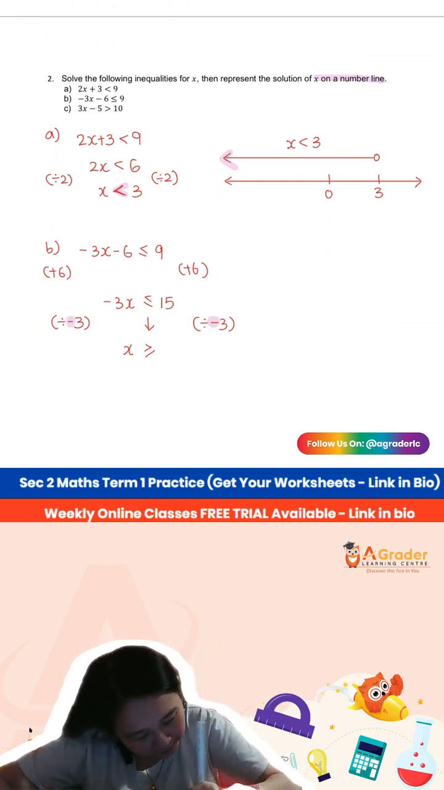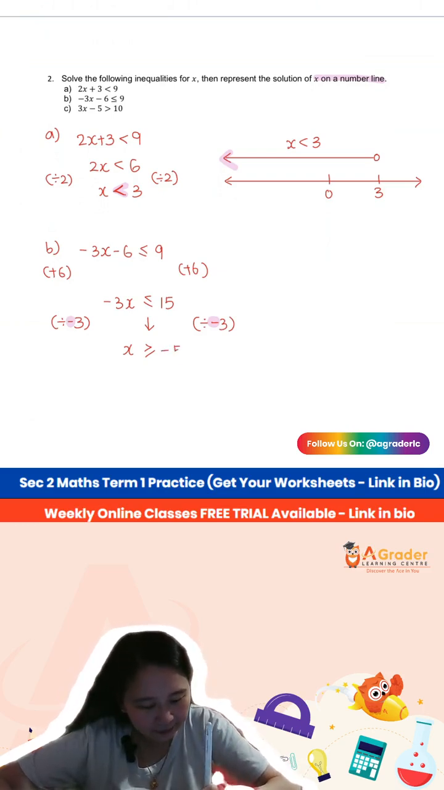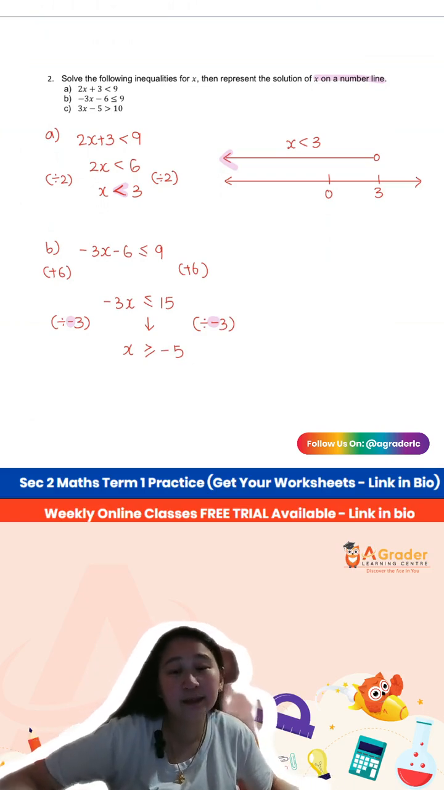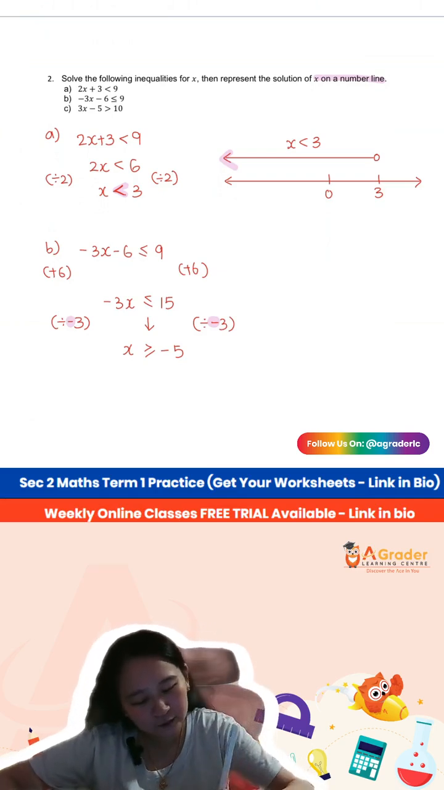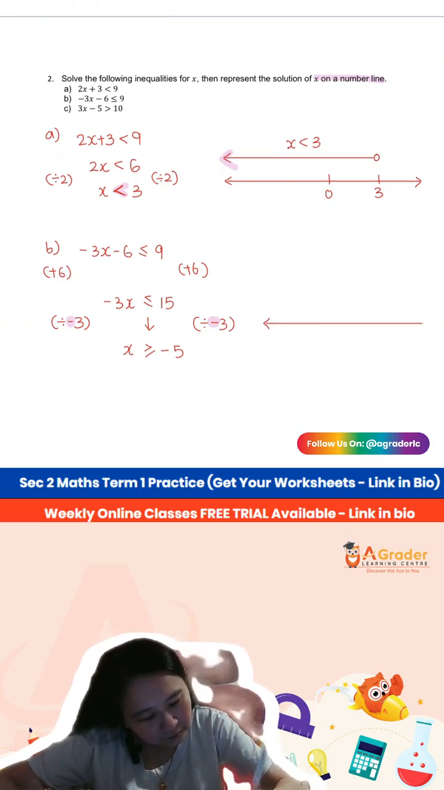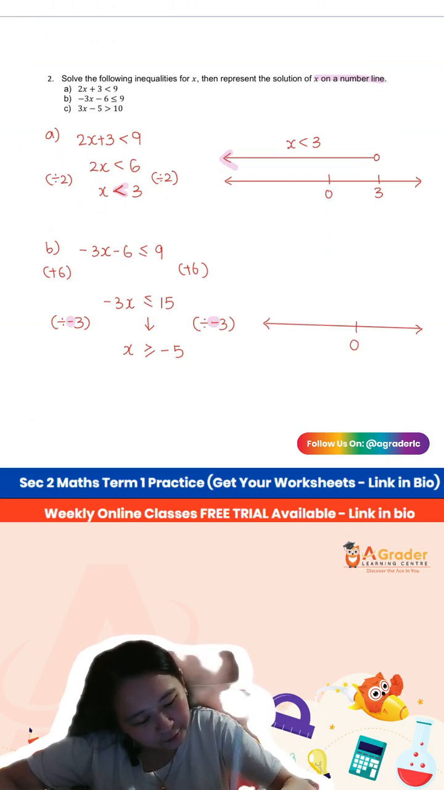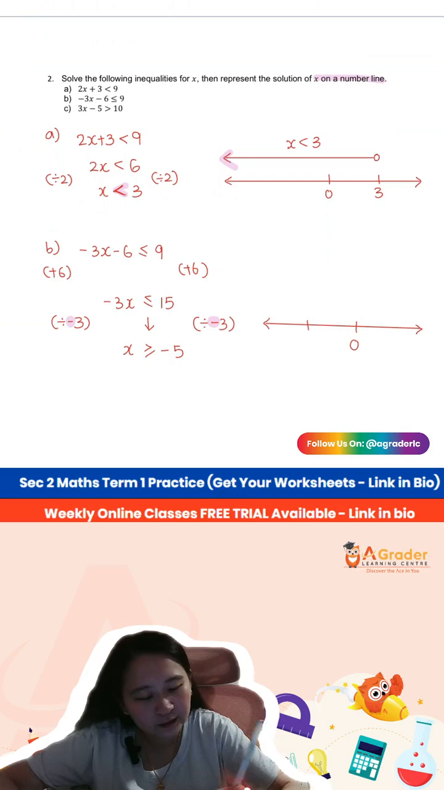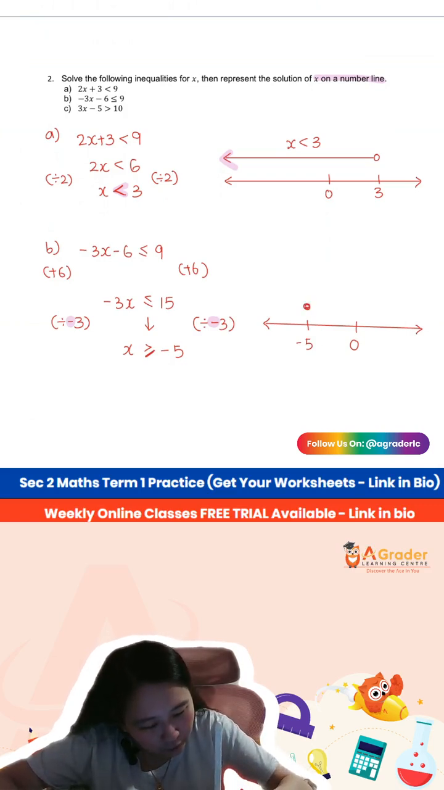So you get x greater than or equals to negative 5. Because 15 divided by negative 3 is negative 5. Then with this, we draw a number line. Using a number line that has two arrows at the side. Okay. So let's say 0 is here, our negative will be on the left side of the 0. So here is your negative 5. There's an equal sign below here. Means you have to draw a solid circle.